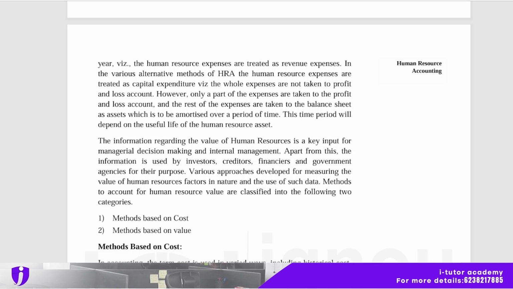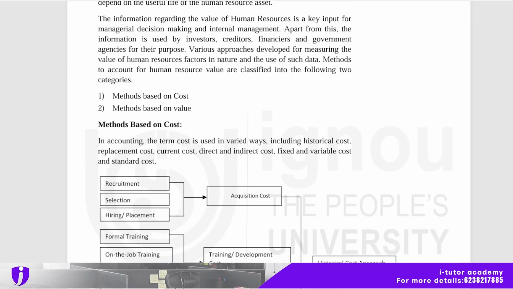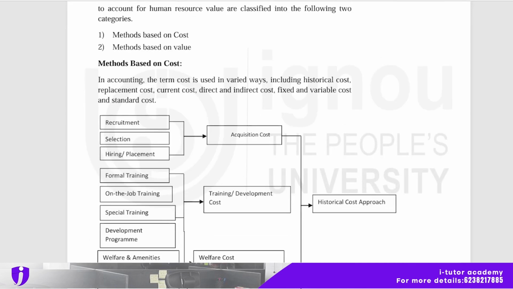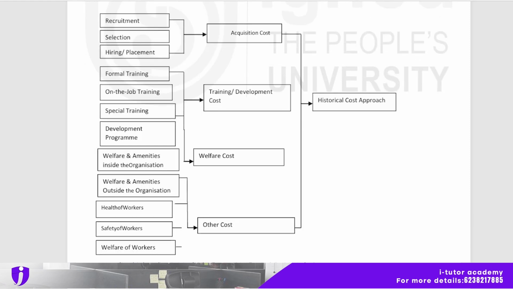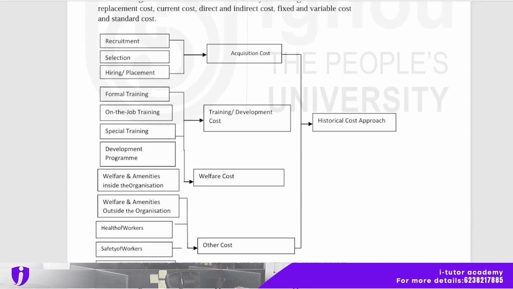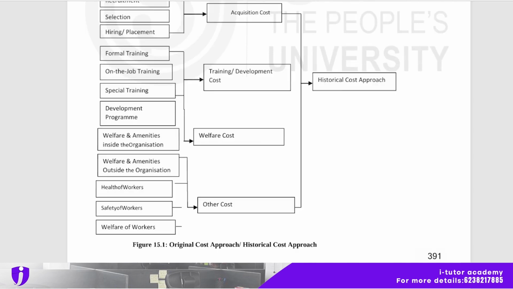Various approaches have been developed for measuring the value of human resource factors, and the methods to account for human resource value are classified into the following two methods, that is, methods based on cost and methods based on value. The method based on cost includes the historical cost approach, acquisition cost, training and development, welfare cost, and other costs. These are again divided into the original cost approach and the historical cost approach. You just go through this chart, and you will get more idea about each one by one.